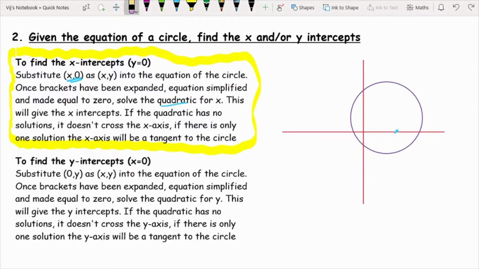Right, now if the quadratic is not solvable, then that would show that the circle does not cross the x-axis. So if there's no solution, that's just worth writing down.